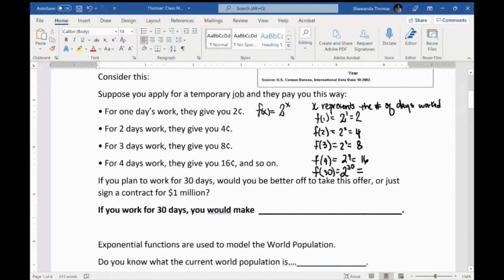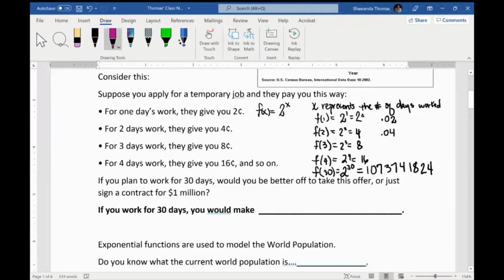Just say the numbers. I got 1,073,741,824. Correct. All right, now we got to figure out what this means. We had 2 cents. Isn't that like 0.02? Yes. In terms of money? Y'all get what I'm saying? 0.02, 0.04. So where should we put the decimal here? All these numbers, where should we put the decimal?